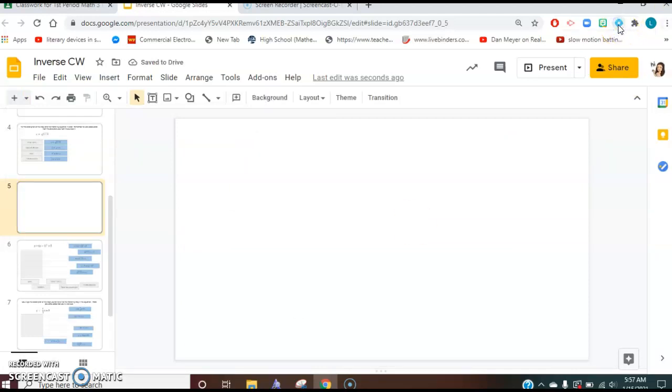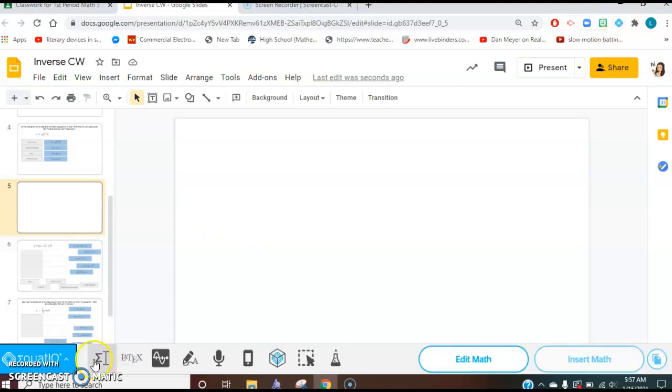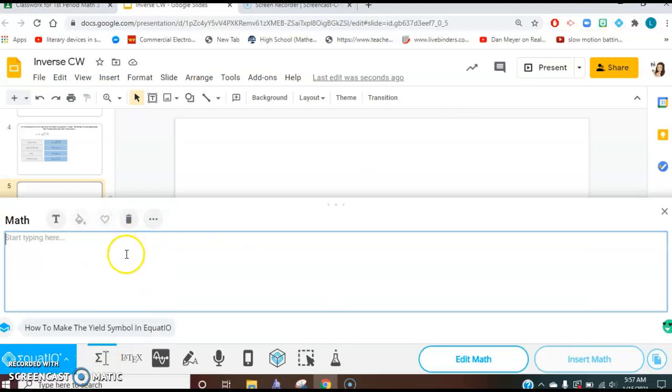Let me get Equatio to make it pretty for me. If you don't have Equatio downloaded, it's a Chrome app. So if you go to the Chrome Web Store and you download Equatio, you should be able to download a student version.